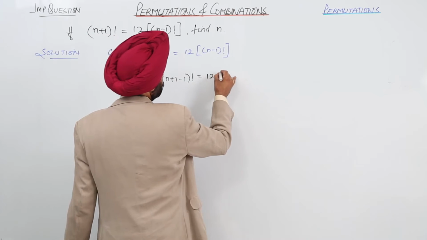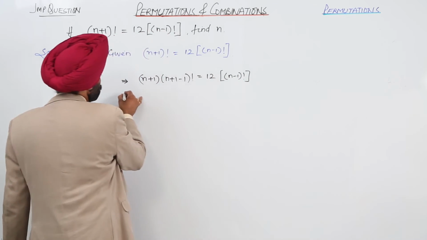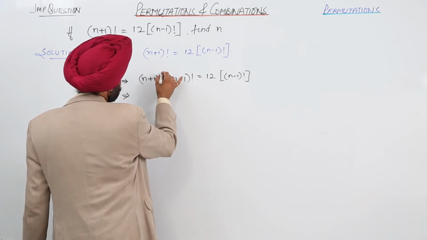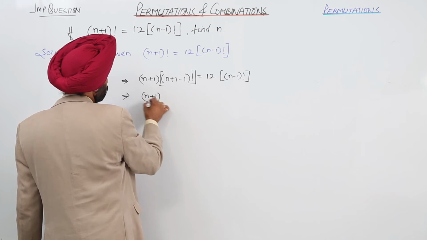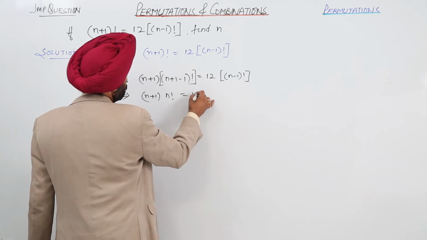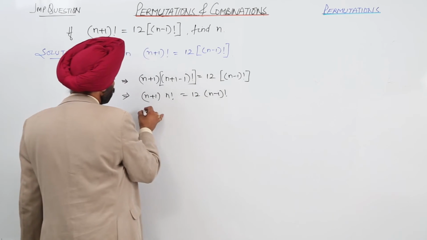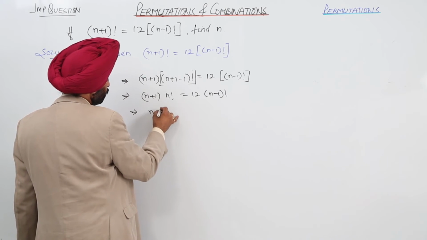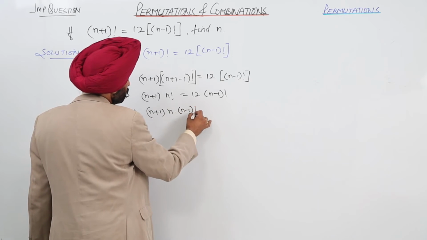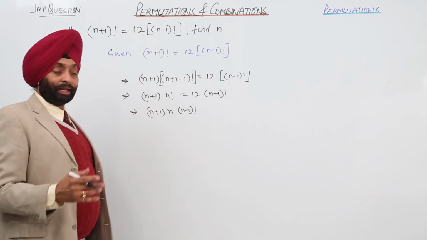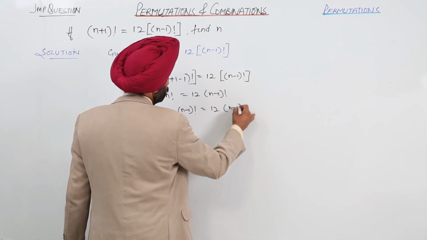So here we can write n minus 1 factorial. Now this becomes (n plus 1) times n factorial is equal to 12 times (n minus 1) factorial. Further to this, we can write n plus 1. Here n factorial is n times (n minus 1) factorial, one term less than n. Now this becomes 12 times (n minus 1) factorial.